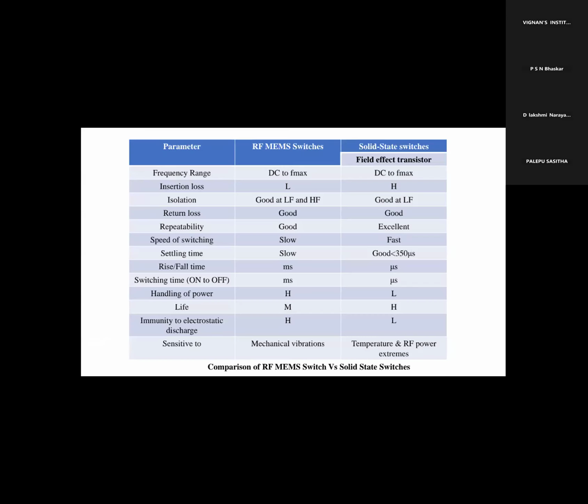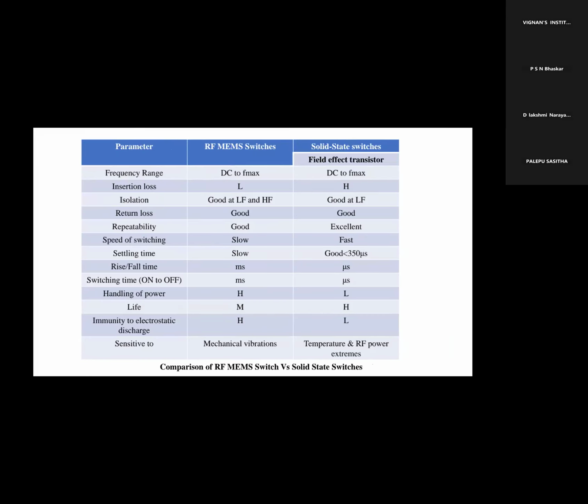These are the comparison of solid state switches and also RF MEMS switches. Observe the frequency range. It is DC to operating F max, meaning operating frequency maximum. Insertion losses should be less in the case of MEMS. The isolation is also good at low as well as high frequency. Return loss and repeatability are good. And the switching speed is slow. Settling time is slow. Rise time or fall time is in tens of milliseconds.